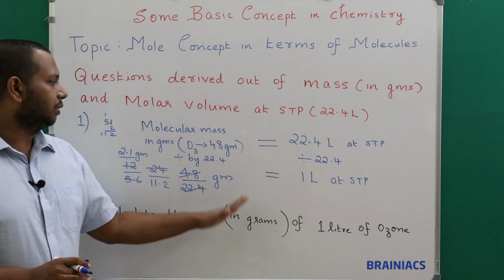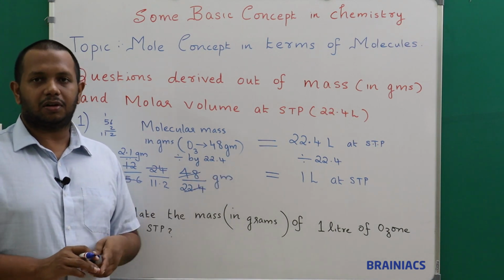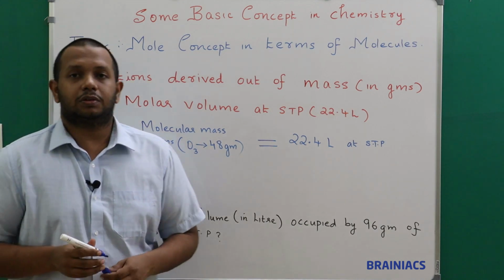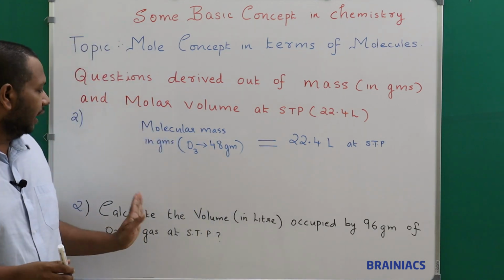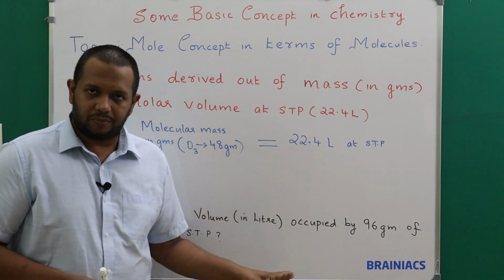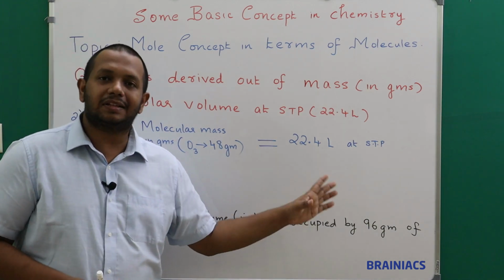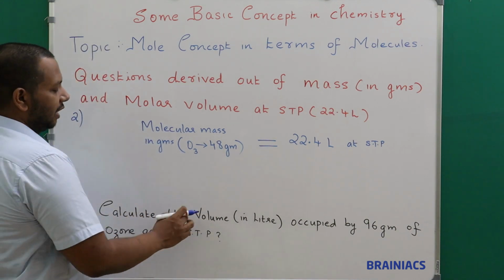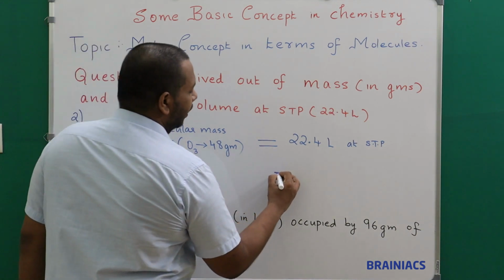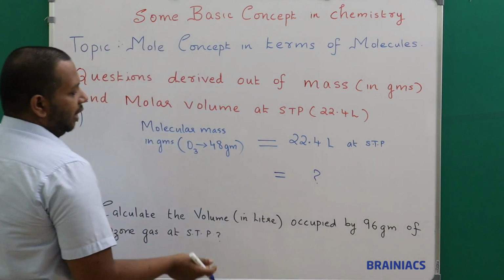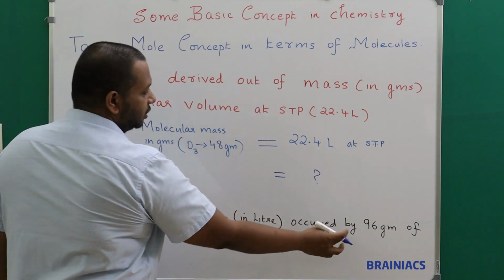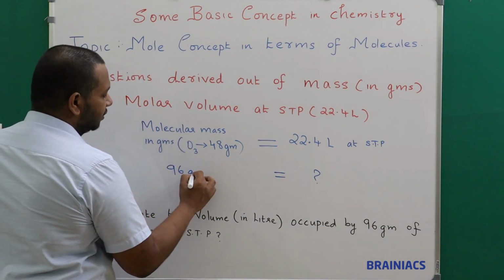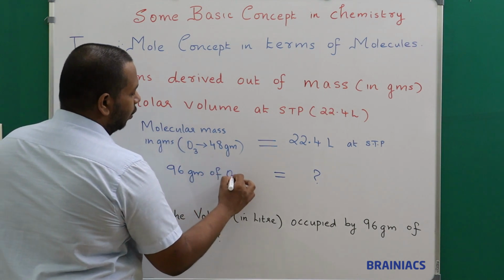Okay, so I hope the calculation part and the understanding part is clear for you. So we will derive the next question out of this. The next question you can see here: calculate the volume in liter occupied by 96 grams of ozone gas at STP. From this you can see they are asking to calculate the volume. So I can put the question mark here, and they are asking you to calculate the volume of how much? 96 grams of ozone gas. So here they are telling 96 gram of O3 gas.